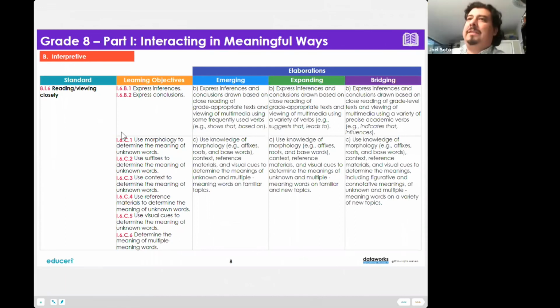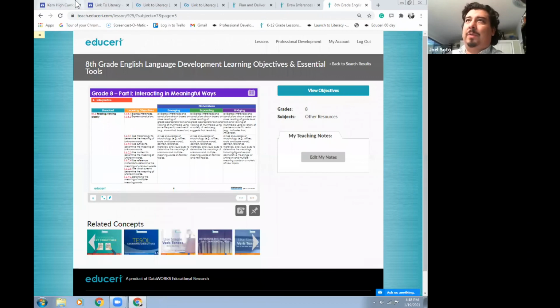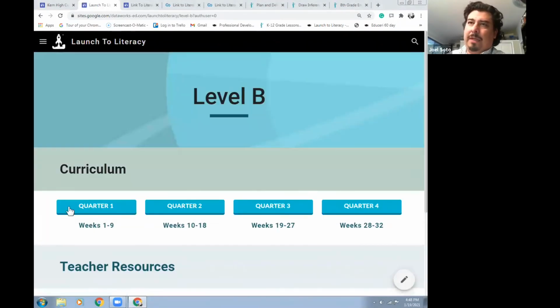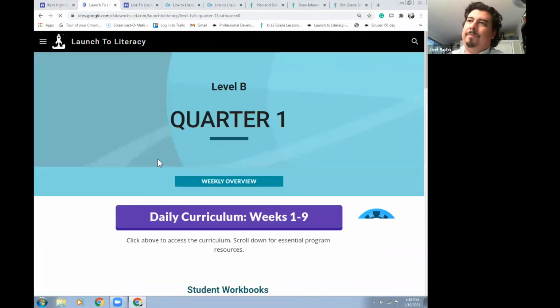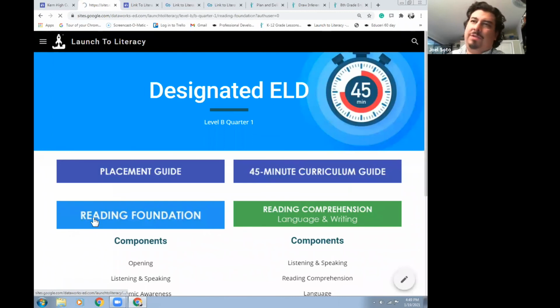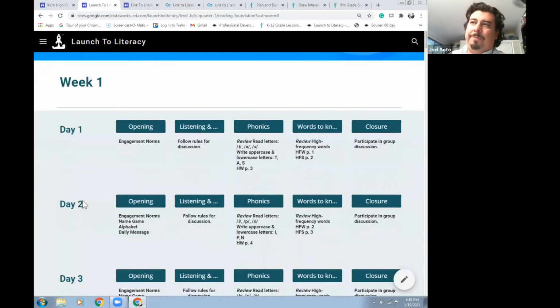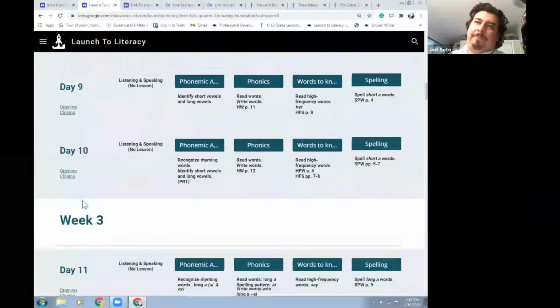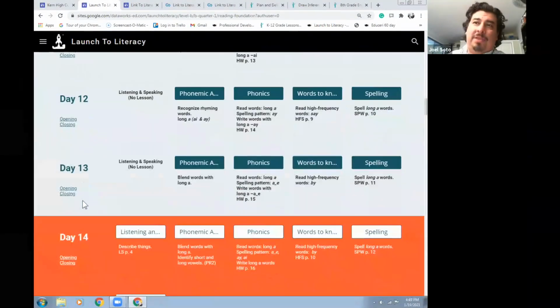Yeah, so our assessments, let's take a look at our assessments really quickly as we run through. I'm pulling up level B, for example. I'm going to quarter 1, going to my 45-minute, just like I said, day in the life of a teacher. I'm going to reading foundation because it's a newcomer. And I'm going through my week. And once again, you can accelerate by just going the review weeks.